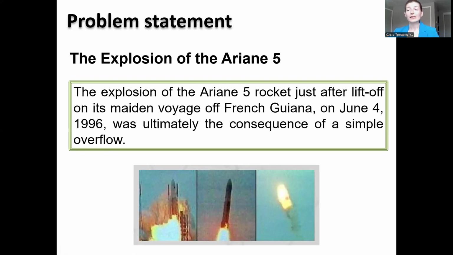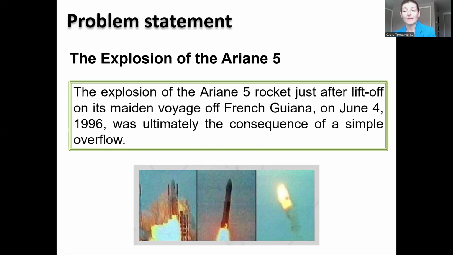On June 4, 1996, an unmanned Ariane 5 rocket launched by the European Space Agency exploded just 40 seconds after its liftoff from Kourou, French Guiana. The rocket was on its first voyage after a decade of development, costing $7 billion. The destroyed rocket and its cargo were valued at $500 million. A board of inquiry investigated the causes of the explosion and in 2 weeks issued a report.